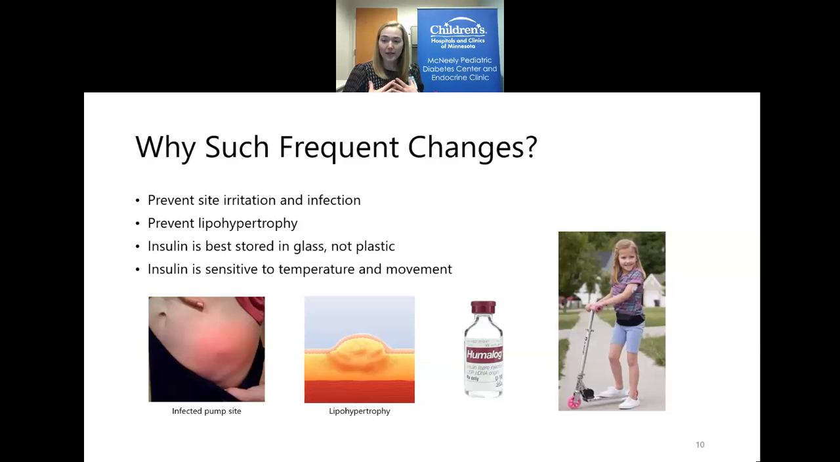Also, since you're wearing your pump on your body, it's moving with you. When you're standing up, sitting down, running, going up the stairs, that insulin is moving and jostling within the pump. And that movement degrades the insulin faster. So, because of that, we do need to refill our reservoirs every 2 to 3 days with fresh insulin so that that insulin is actively working at its best. We don't want to use old, worn out, tired insulin. No fun. So those are our big reasons to keep in mind as to why it's so important to change our sites and change our reservoirs every 2 to 3 days. So for sites: site irritation, infection, lipohypertrophy. And for reservoirs, we're changing it because insulin should be stored in glass and because insulin is sensitive to temperature and movement.